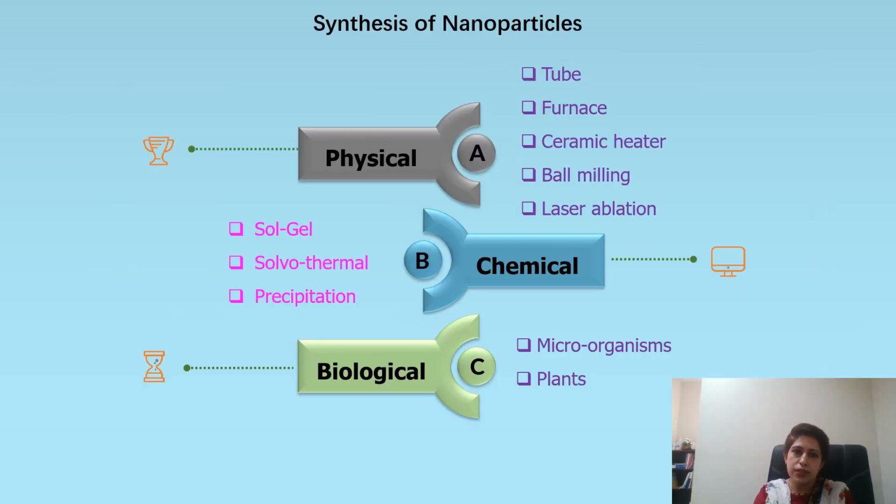Let's talk about the synthesis of nanoparticles. There are three basic routes of the preparation of nanoparticles worldwide. These are physical, chemical, and biological. The physical methods incorporate the utilization of tube, furnace, ceramic heater, ball milling, and laser ablation. On the other hand, the chemical methods utilize the sol gel, solvothermal, and precipitation methods. Last but not the least, biological methods incorporate the natural resources such as microorganisms and plants.